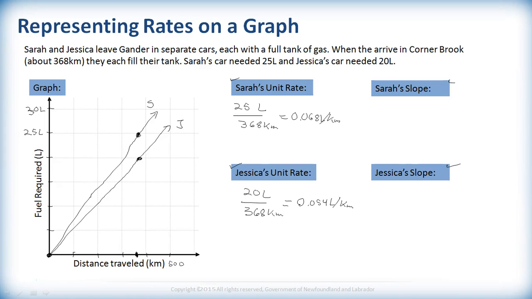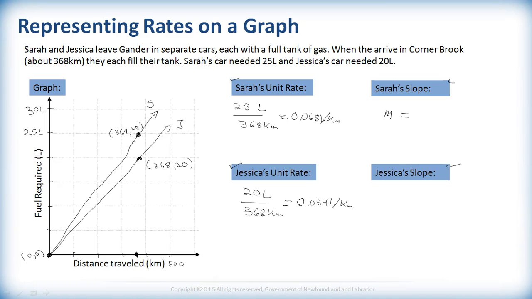Now we're going to look at the slopes of those two lines. For Sarah's line, we're going from a point down here at 0, 0, and we're going up to a point up here that has coordinates of 368 horizontally and 25 vertically. And for Jessica's line, we go 368 horizontally and 20 vertically. Okay, so slope is rise over run.